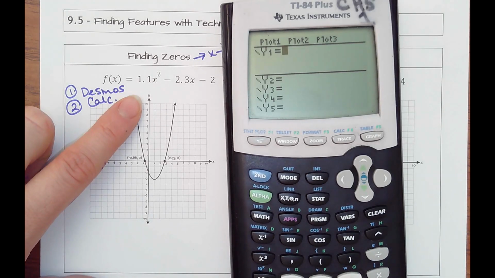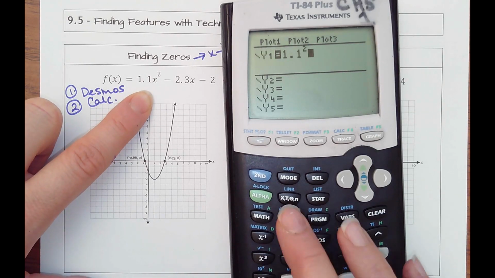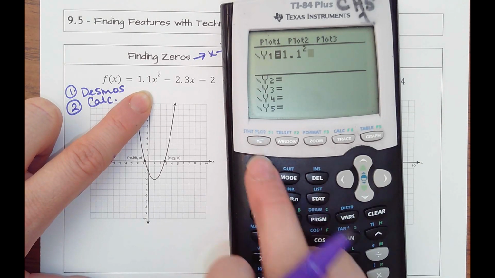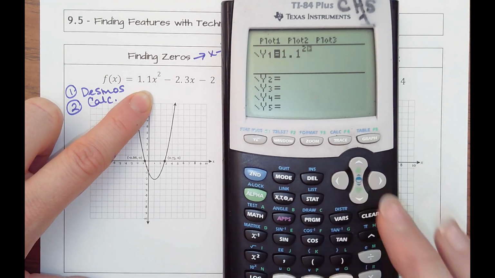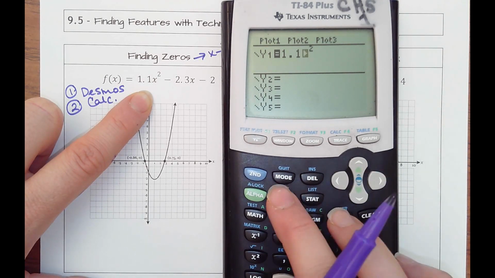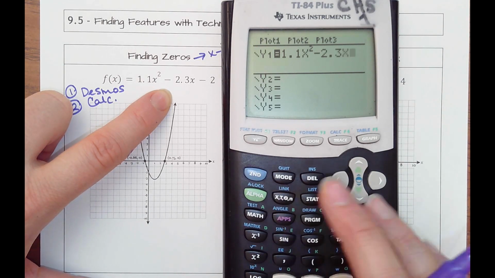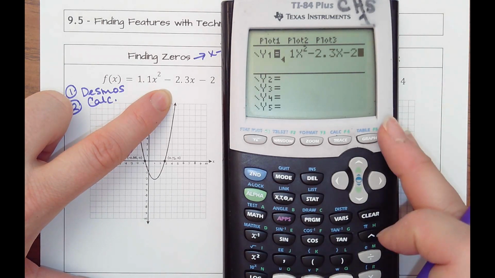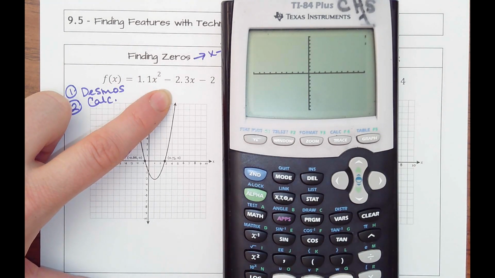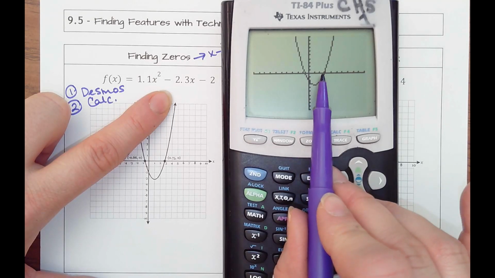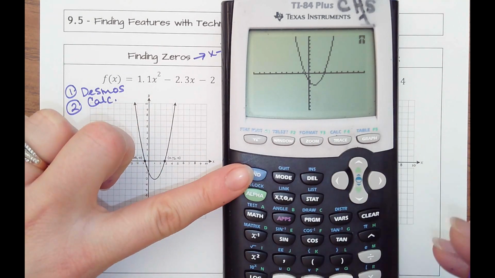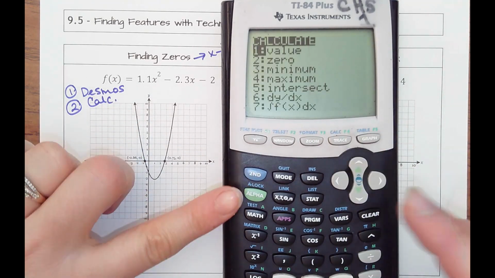You'll plug that into your y equals and you'll be able to see this graph. Or if you need a refresher real quick, you would plug it in. Remember, you go to y equals, put in your 1.1x squared minus 2.3x minus 2, and then hit graph. And you should see it. I'm wanting to find these x-intercepts here, so I go second, trace, which is really your calc button, calculate.